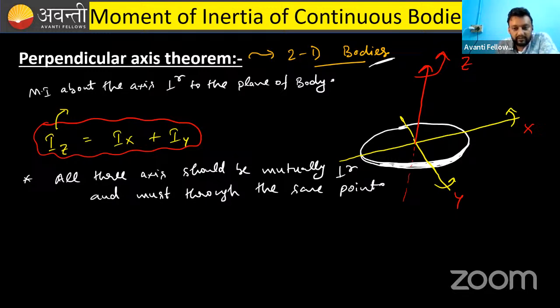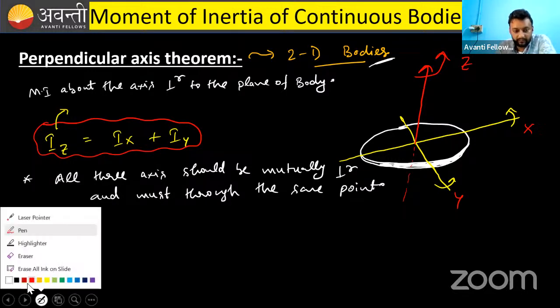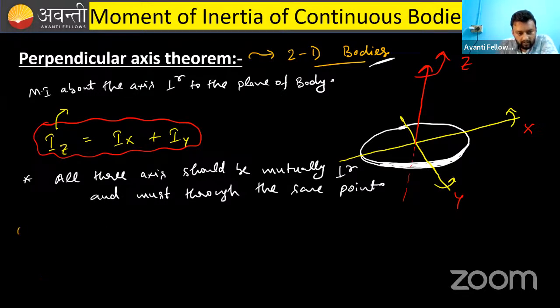So what I am talking about, these three axes should be mutually perpendicular. These are the important things. Now we will see how to use this perpendicular axis theorem. Let's suppose the question says, for the same disk I am talking about, mass of the disk is m and radius of the disk is r, and you want to calculate moment of inertia about diameter.